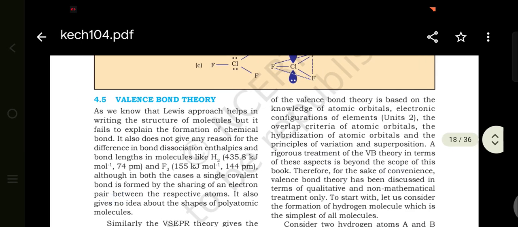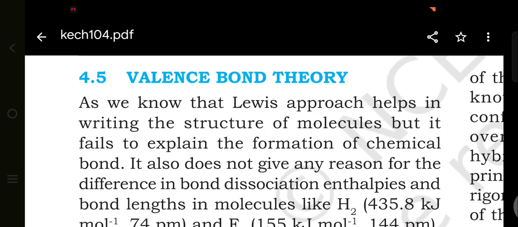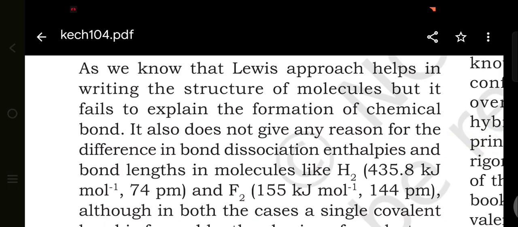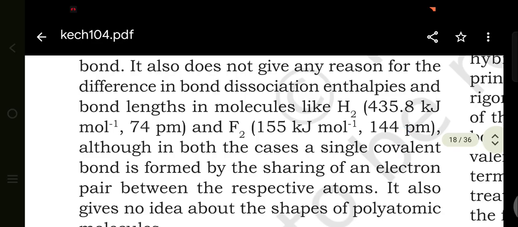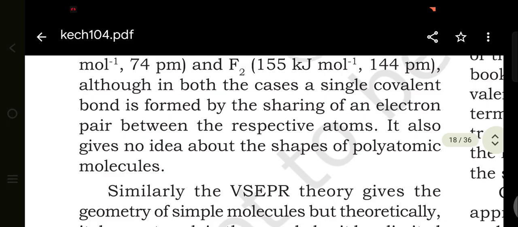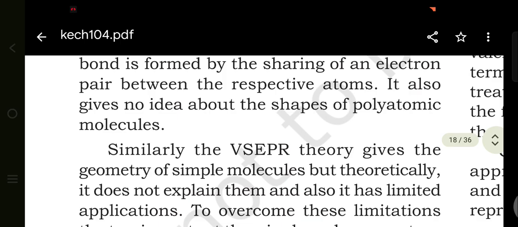Valence bond theory. As we know, Lewis' approach helps in writing the structure of molecules, but it fails to explain the formation of chemical bond. It also does not give any reason for the difference in bond dissociation enthalpies and bond lengths in molecules like H2 and F2. Although in both cases a single covalent bond is formed by the sharing of an electron pair between the respective atoms, it also gives no idea about the shapes of polyatomic molecules.